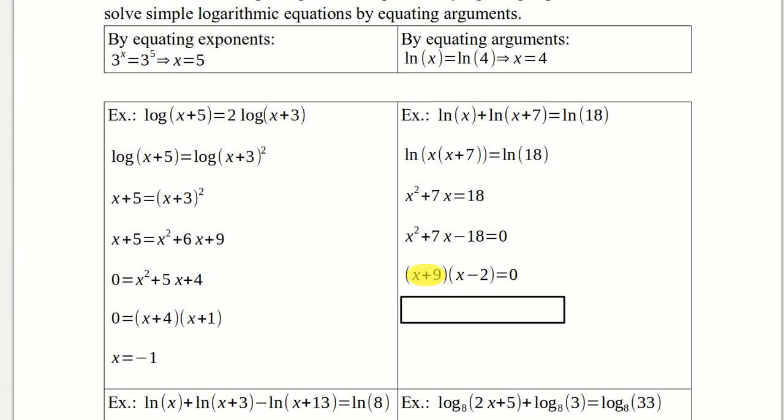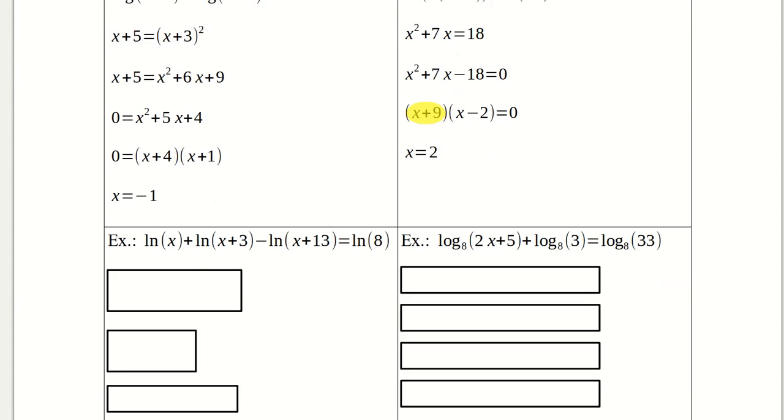It gives me a proposed solution of x equals negative 9, and that's a problem because that makes both of the logarithms with a variable in them negative. Negative 9 and negative 2, so we're only going to have one solution here, and that is x equals 2.